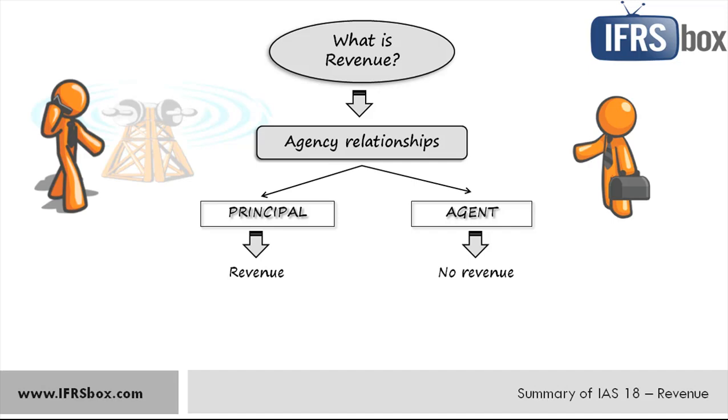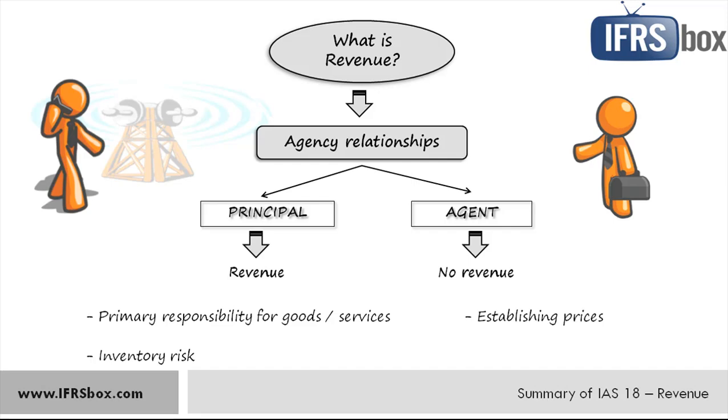There are 4 criteria that indicate that an entity is acting as a principal. The first one, the entity has primary responsibility for providing the goods or services to the customer or for fulfilling the order. The second one, the entity has inventory risk before or after the customer order, during shipping or return. The third criterion, the entity has latitude in establishing prices, either directly or indirectly, for example by providing additional goods or services. And the fourth criterion is that the entity bears the customer's credit risk on the receivable due from the customer.